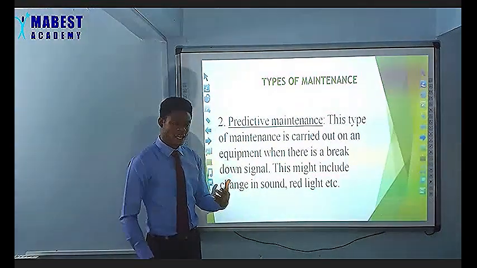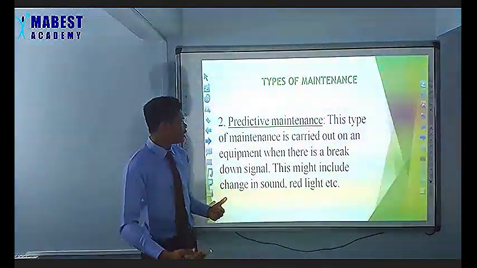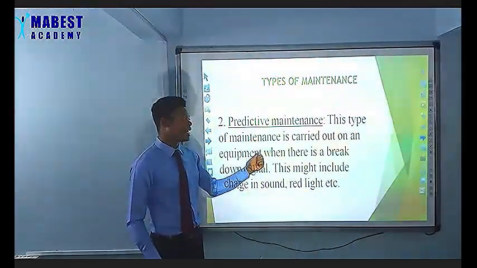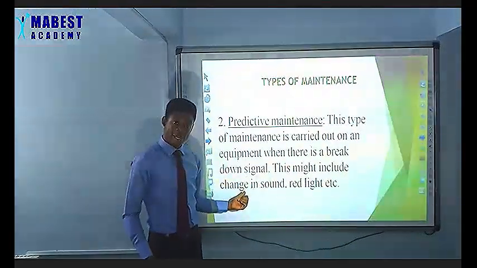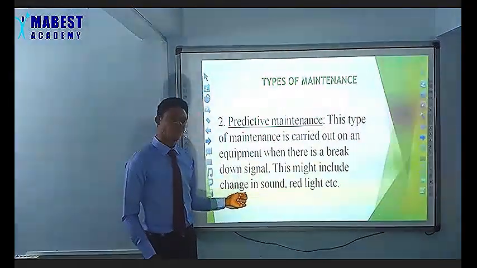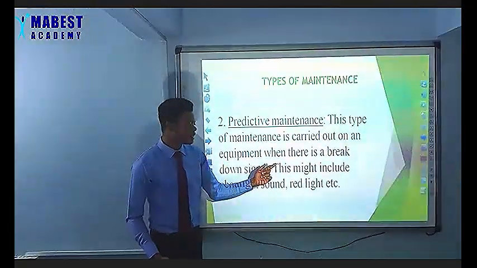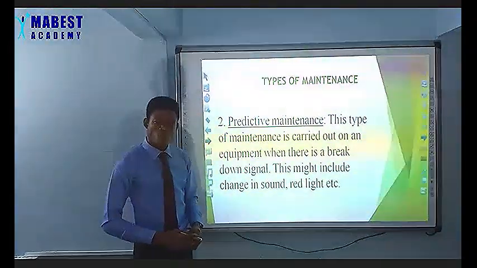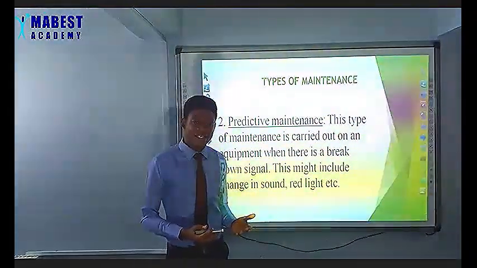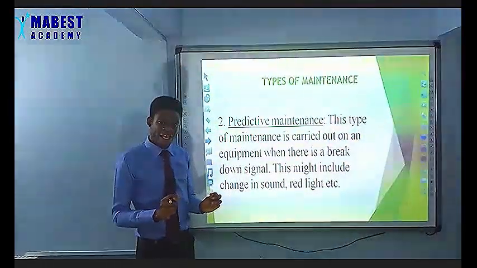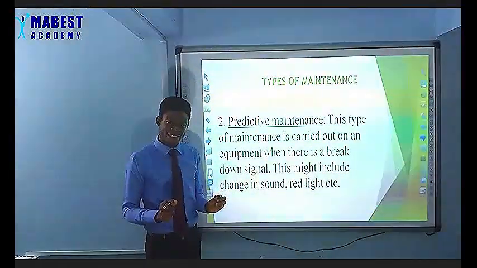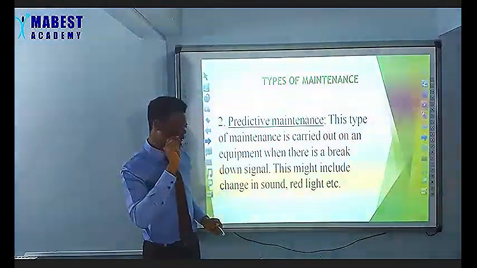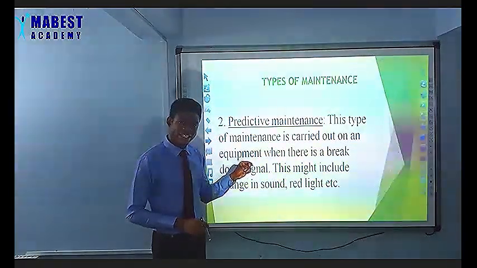That is the meaning of what? Predict. So predictive maintenance is a type of maintenance carried out on an equipment when there is a breakdown signal. What does this mean? This means that we have some equipment that once there is a glitch in the normal operating system, it gives you a what? A signal that, oh, there is something wrong somewhere in the system.